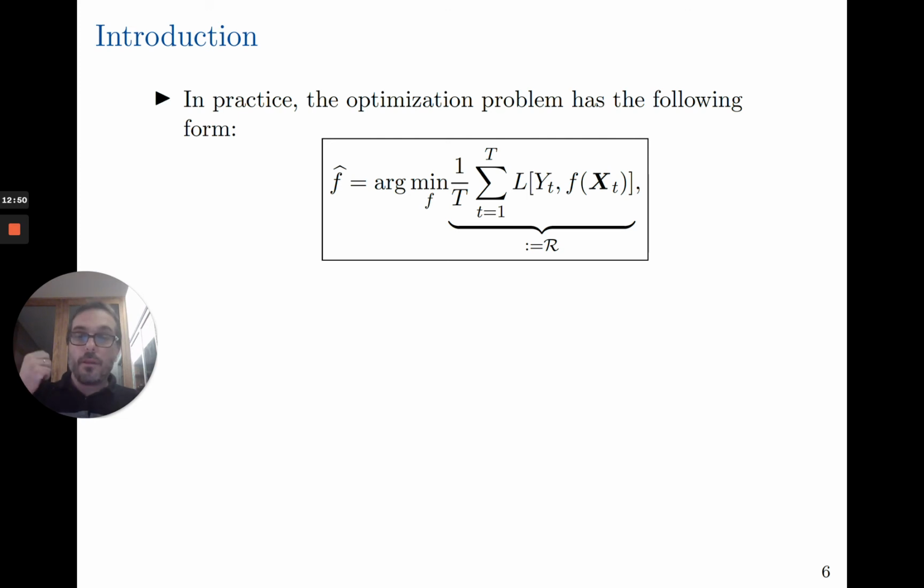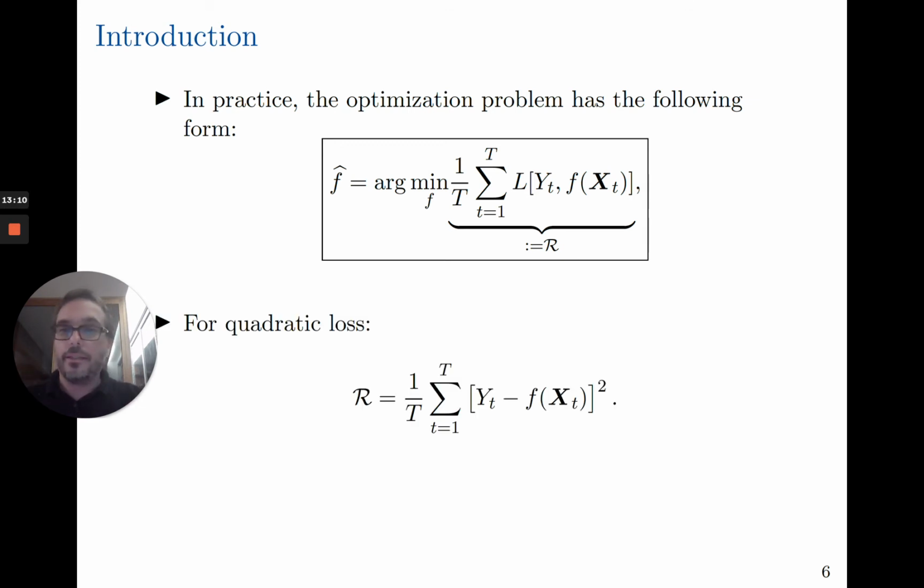So what we are going to do, f hat will be the minimizer of the empirical risk, right? We cannot have the true expected value, so we are going to estimate it. We are going to estimate the expected value of the loss function by the sample average of the loss function. This is the empirical risk. And for the quadratic loss, look what the empirical risk is. It's just 1 over T, the sum of what we have here inside. What's this thing here? That's just u_t.